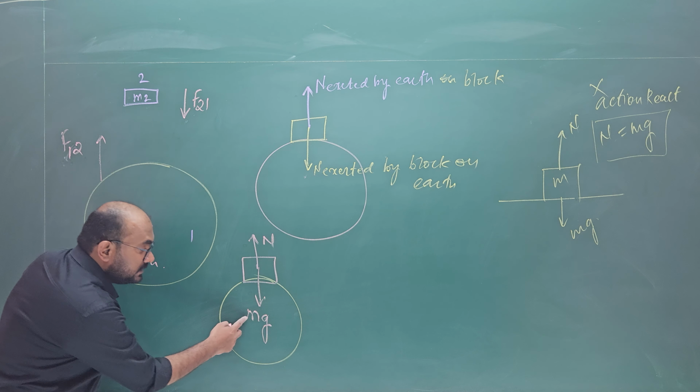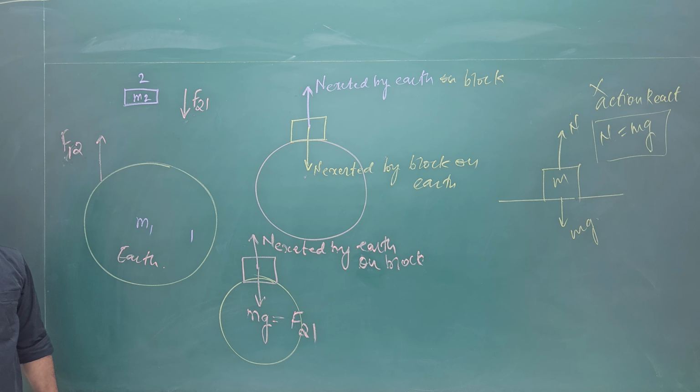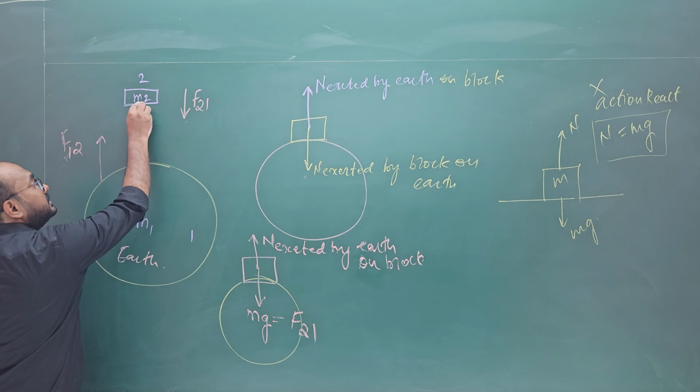Yes or no? These two forces are being applied by whom? Earth itself. So this is the direction of mg and this is the direction of M2g. Both are in opposite direction. That is the reason mg and mg are an action-reaction pair. Normal and normal are an action-reaction pair.